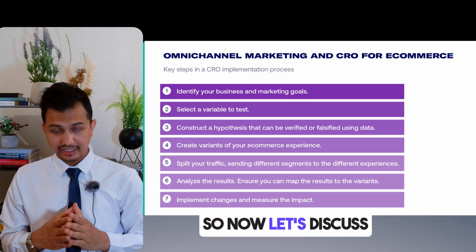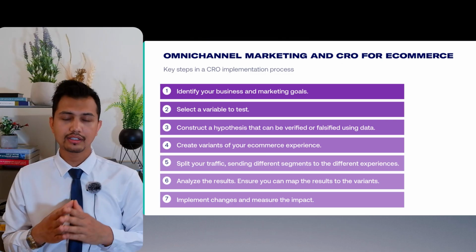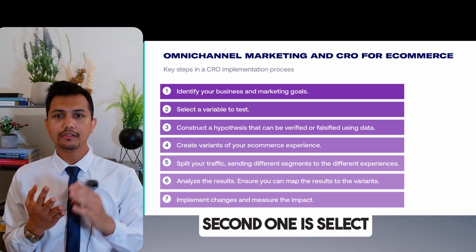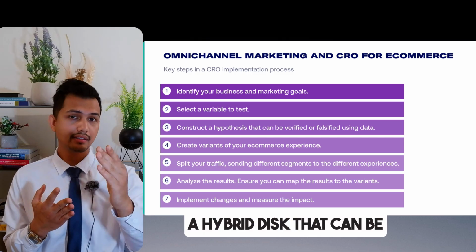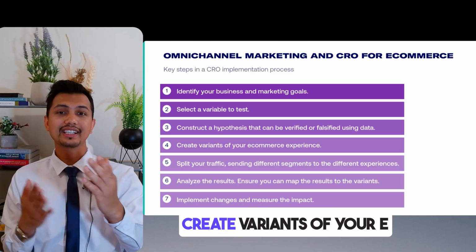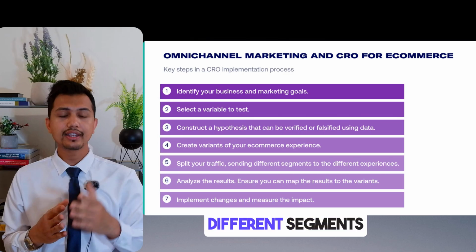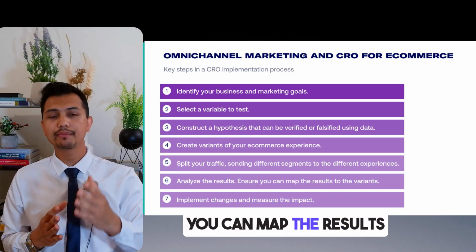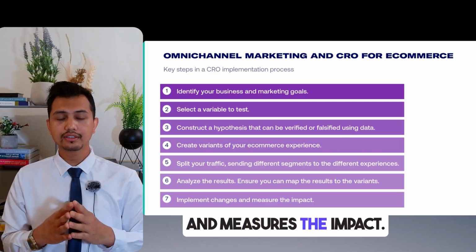So now let's discuss the key steps in the CRO implementation process. First one is identify your business and marketing goals. Second one is select a variable to test. Third one is construct a hypothesis that can be verified or falsified using data. Fourth one is create variants of your e-commerce experience. Fifth one is split your traffic, sending different segments to different experiences. Sixth one is analyze the results, ensuring you can map the results to the variants. And seventh one is implement changes and measure the impact.